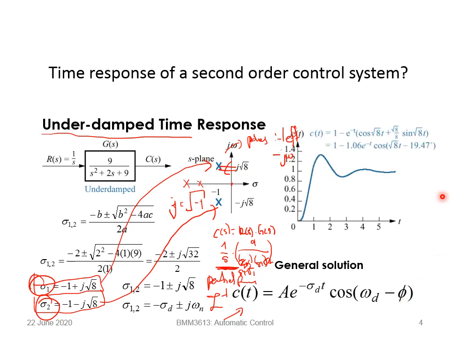So at the end, if you do the partial fraction and the inverse Laplace, we find that c(t) for this particular transfer function will be 1 minus 1.06 exponential minus t cosine of square root of 8 t minus 19.47 degrees. So the graph will look like this. What's the difference with the previous graph?